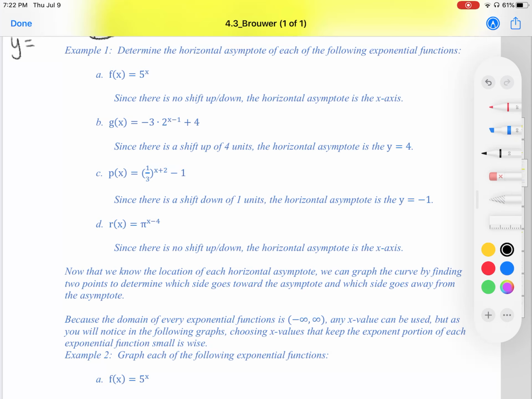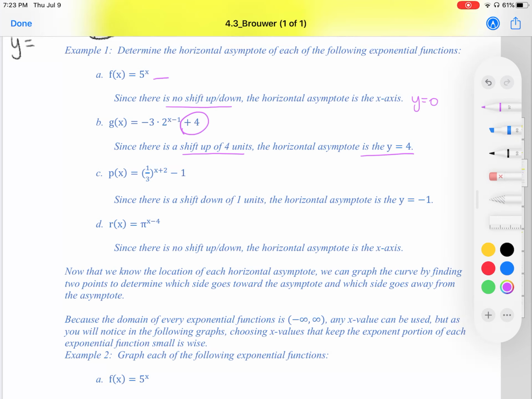Determine the horizontal asymptote of each of the following functions. All right, so do we have a plus k? No, right? Since there's no shift up or down, the horizontal asymptote is the x-axis, so y equals 0. B, I have a plus 4 at the end. Since there's a shift 4 units, we have a horizontal asymptote at y equals 4.